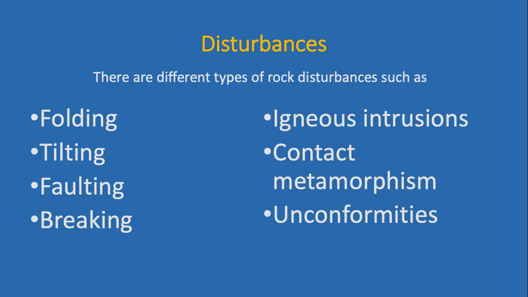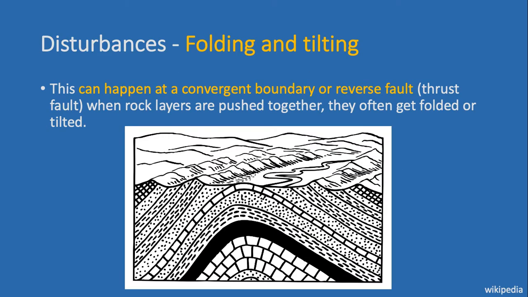But there's different disturbances that can occur that can stop that from being true, like folding, tilting, faulting, breaking, igneous intrusions, contact metamorphism, and something called unconformities. And we're going to talk about these one at a time. Folding and tilting. This can happen at a convergent boundary or a reverse fault. When rock layers are pushed together, they often get folded or tilted.